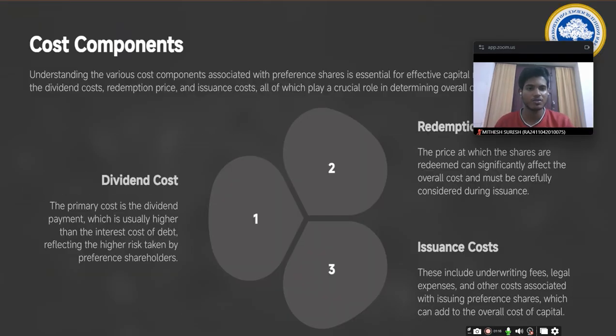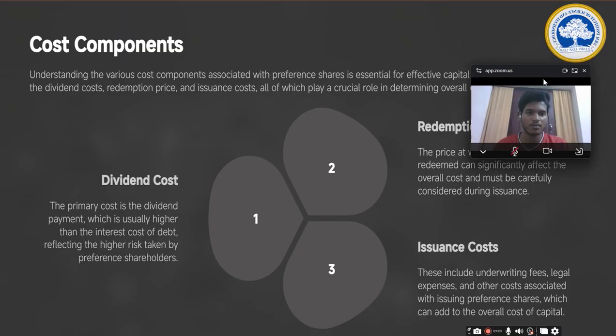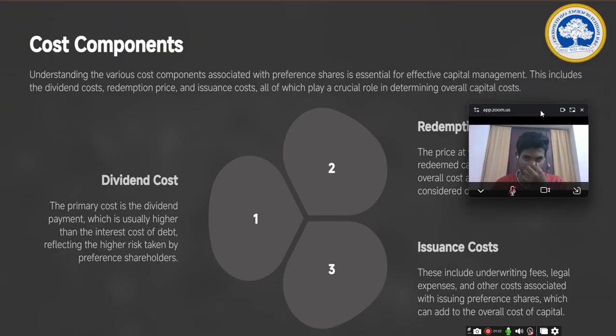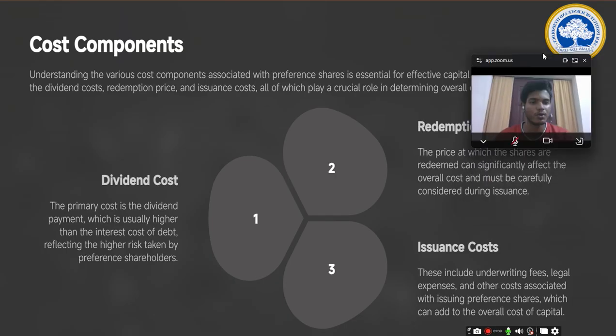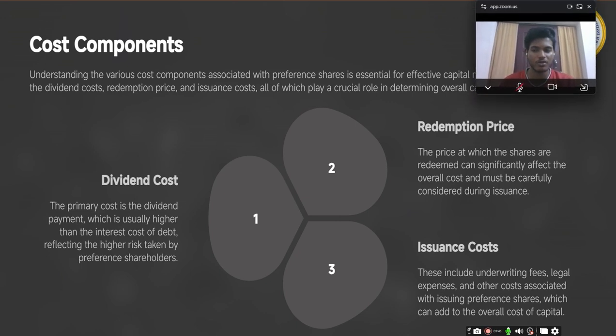So cost components. Understanding the various cost components associated with preference shares is essential for effective capital management. This includes the dividend cost, redemption price, and issuance costs, all of which play a crucial role in determining overall capital cost.